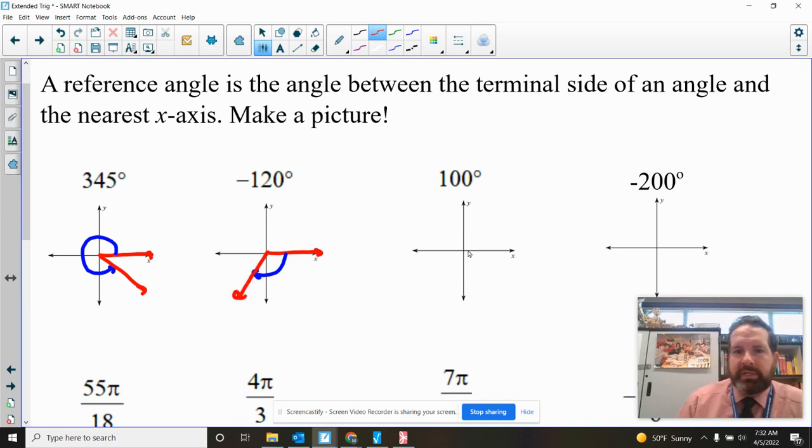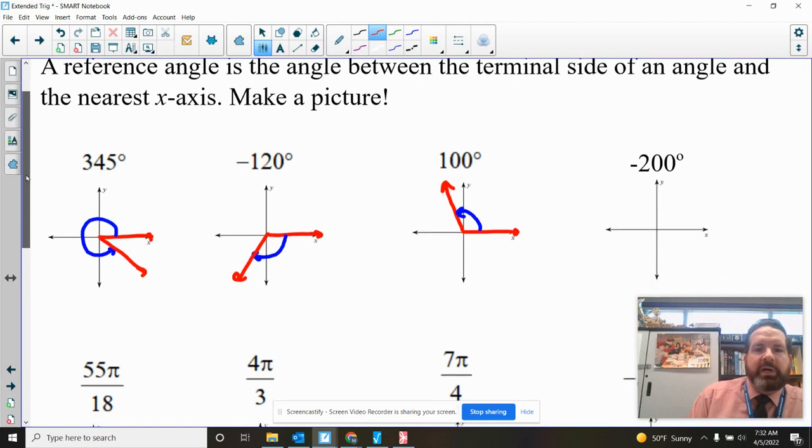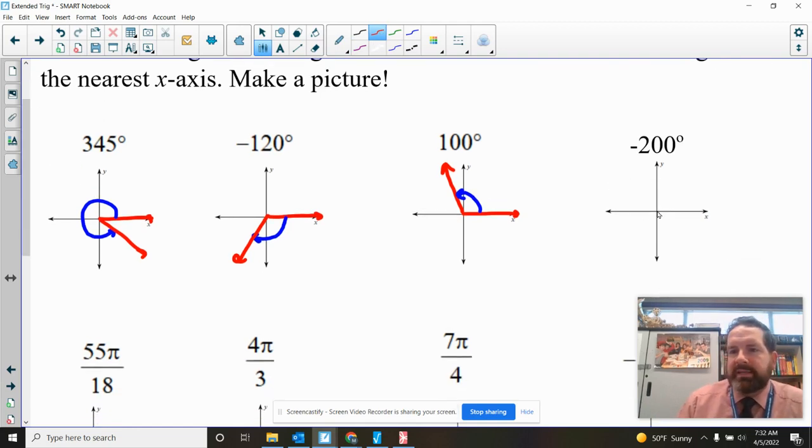And then 100 degrees, well, that's going to be a positive angle, so counterclockwise, a 90 plus about another 10, so something like that. And then lastly, the negative 200 degrees. So that's going to start here, always start here. Negative 180 plus a little bit more. So something like that. So just making sure we've got all those angles sketched in where they should be.